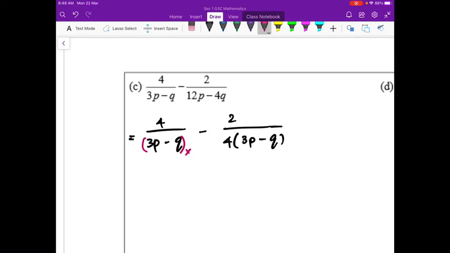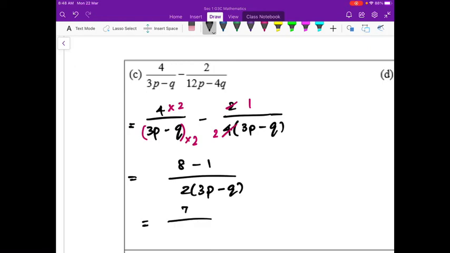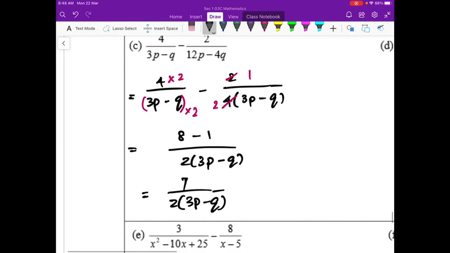Multiply by 4 is not wrong. It's not wrong. Okay? But there's a common factor here, right? This could have been 1. This could have been 2. So we multiply it by 2 over here. Then you multiply this by 2. Let's see what happens. So we have 8 minus 1 over 2 times 3p minus q, which is 7 over 2 times 3p minus q. You can choose to expand the denominator if you want, but this is fine.